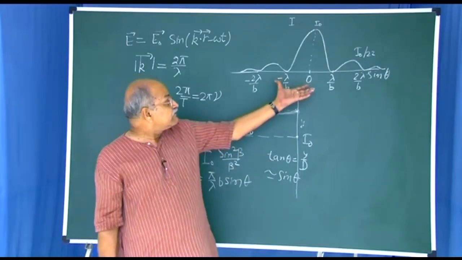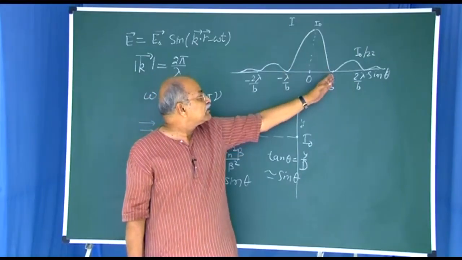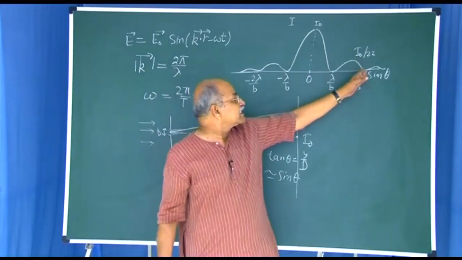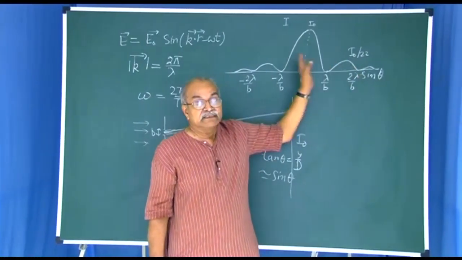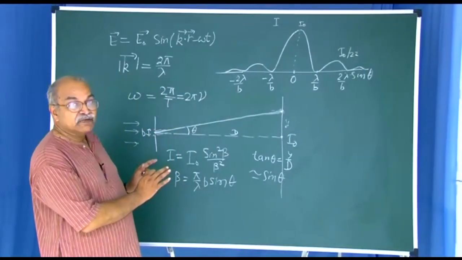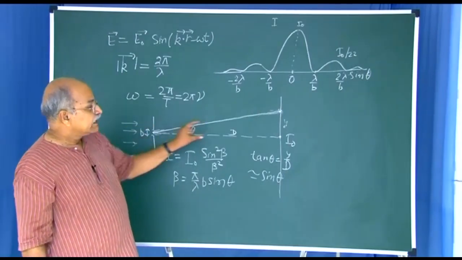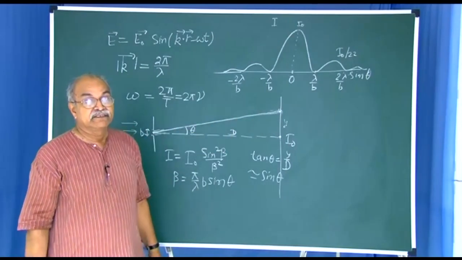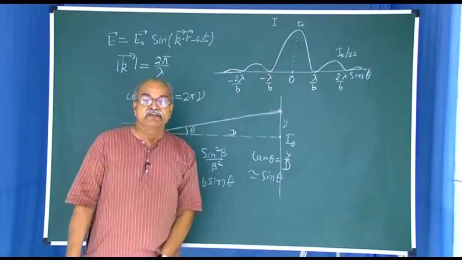The central bright will have a width, minimum to minimum, of 2 lambda by b, but then the other brights will have a width of lambda by b only. So, this is what you should expect from a single slit if you pass light through a single slit and collect it on the other side. So, let us do the experiment and see if we get this type of result.